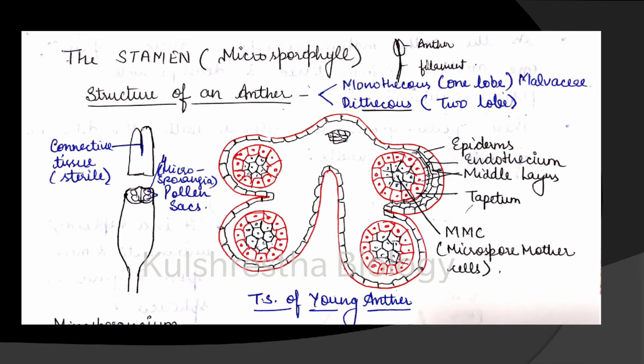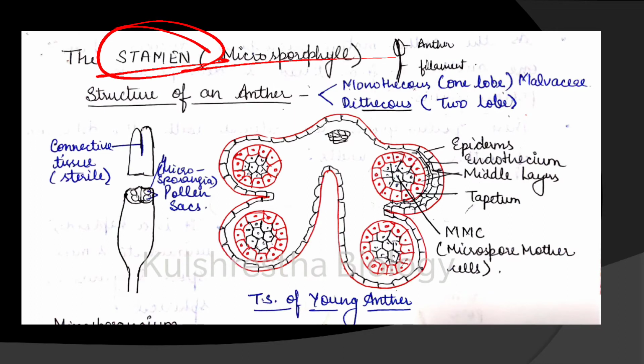In the previous chapter, we have seen the parts of the flower: calyx, corolla, androecium and gynoecium. The individual part of androecium is called stamen. Stamen is also known as microsporophyll.